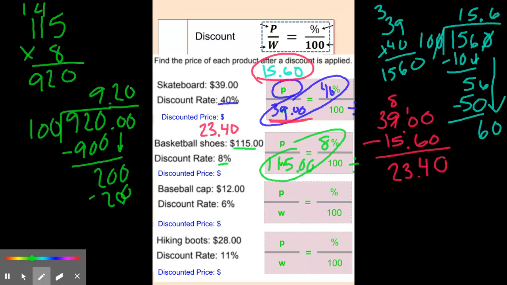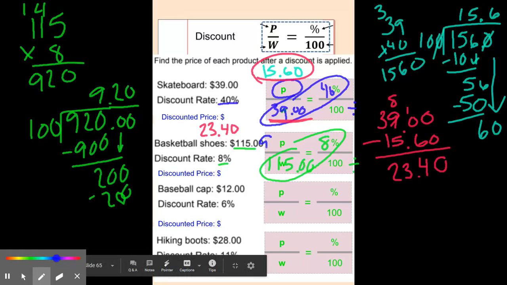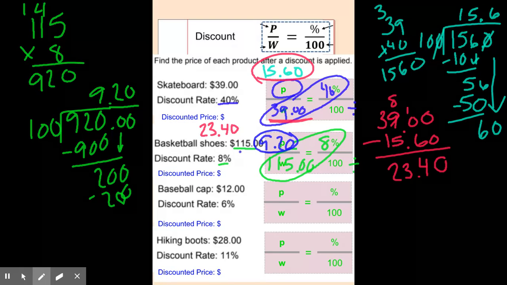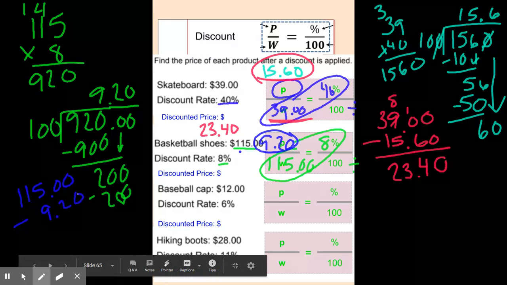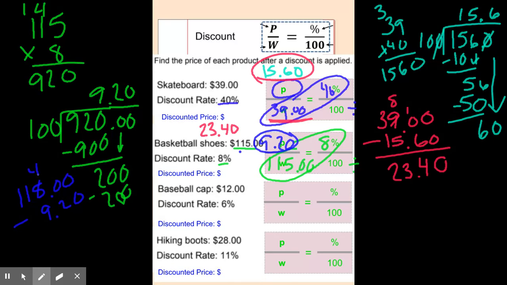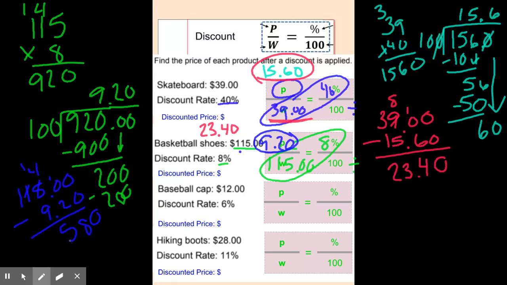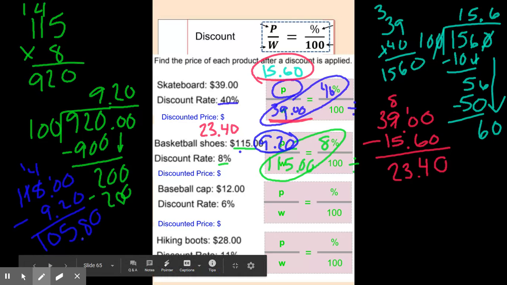So this means that we're taking away $9.20. That's this part. But remember, we're not done because we have to subtract this from the total. So we're going to do $115 minus $9.20 to get our total. So we're going to borrow from here. 0, 8, we're going to borrow again, 5, 0, so $105.80.